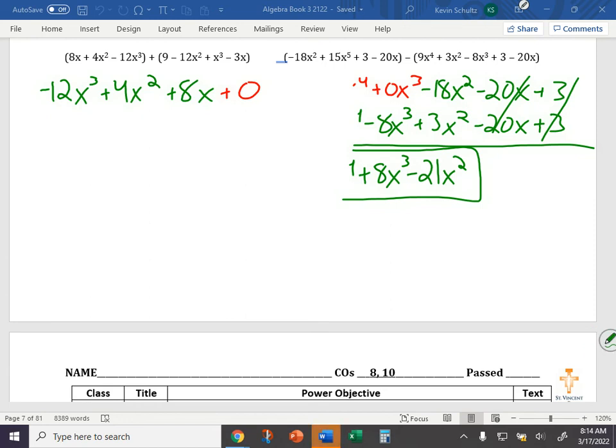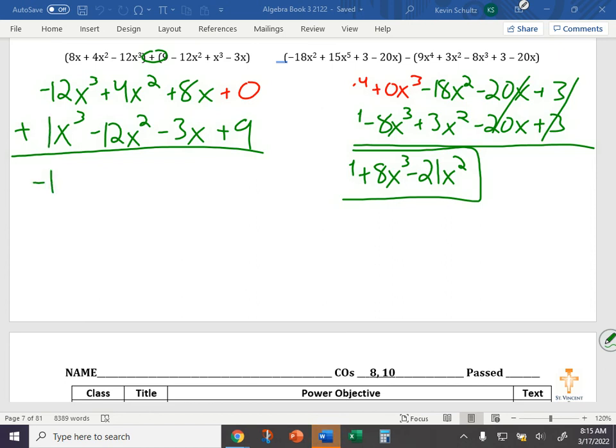I have an x cubed in the second expression as well, so put that below my negative 12. Negative 12x squared, negative 3x, and then positive 9. And this time we are adding here, so there we go. Negative 12x cubed plus x cubed is negative 11x cubed. Remember, this does have a coefficient of 1. So negative 12 plus 1 is negative 11x cubed. 4x squared plus negative 12x squared is negative 8x squared. 8x plus negative 3x is positive 5x.